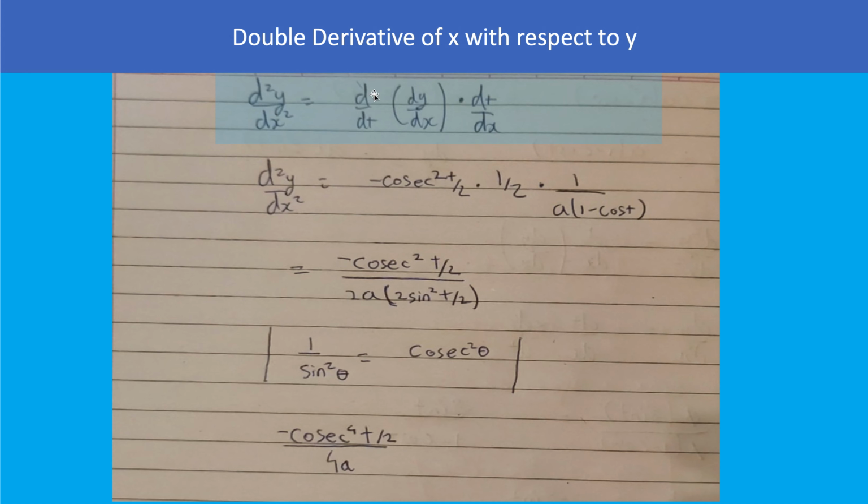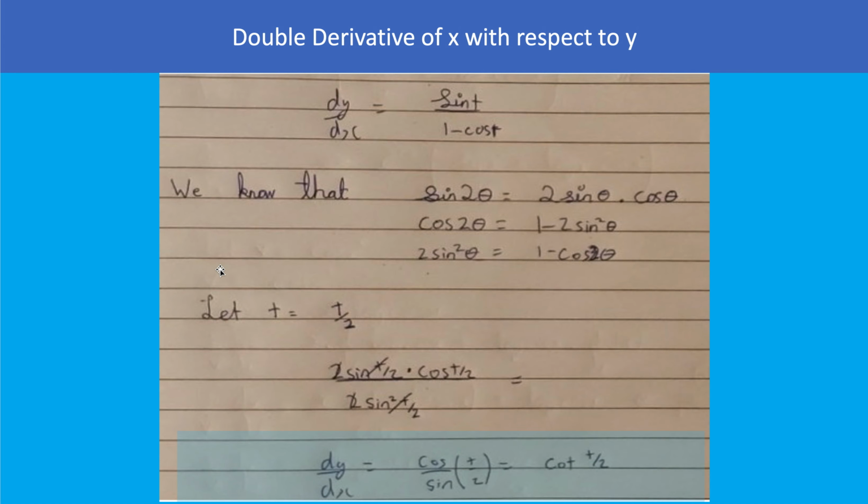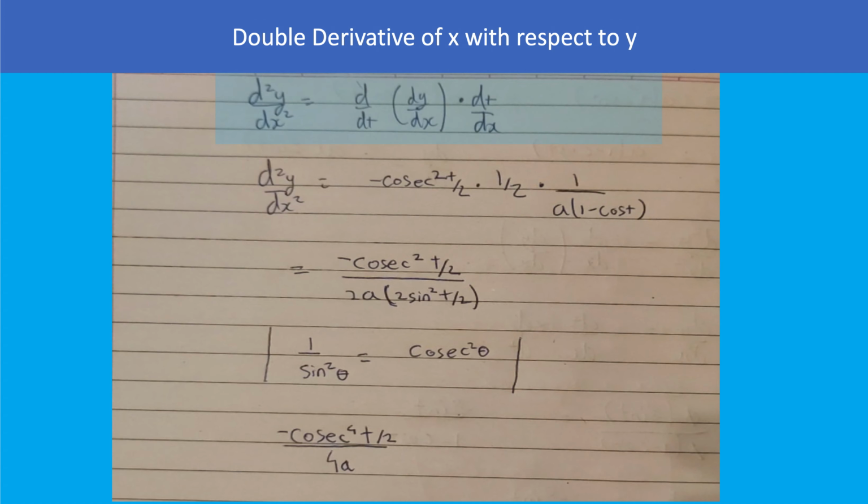So simply what it says is the derivative of dy by dx into dt by dx will be equal to d square y upon dx square, right? It has to be dx square, so you need to multiply the derivative of dy by dx with dt by dx, and you have to do one more derivative of dy by dx, right? So in our case we will say, okay, what is dy by dx? Let's see, what is our dy by dx? It is cot t upon 2, right? So it says, okay, what is the derivative of cot t upon 2?